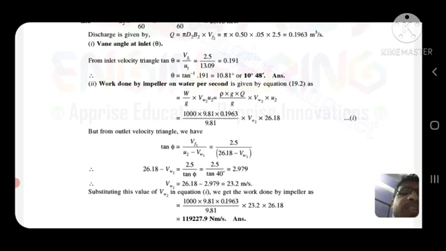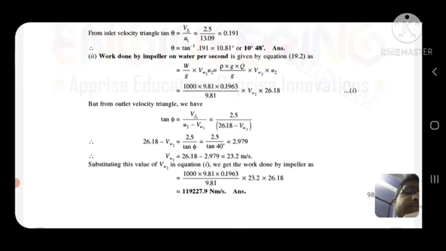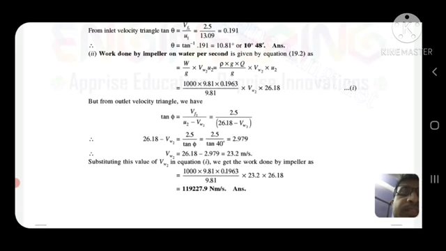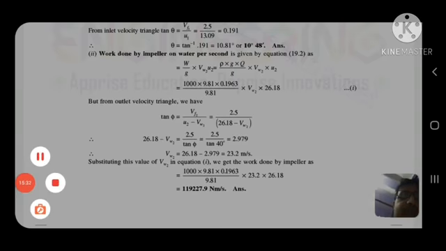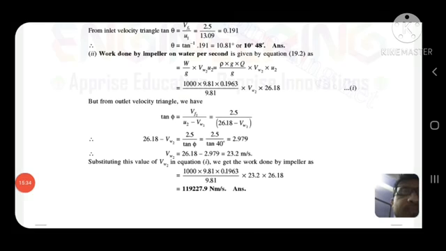From the inlet velocity triangle, tan theta is equal to Vf1 by U1, that is equal to 2.5 by 13.09, equal to 0.191. So theta is equal to tan inverse 0.191. So that is equal to 10.81 degree, or 10 degree 48 minutes.